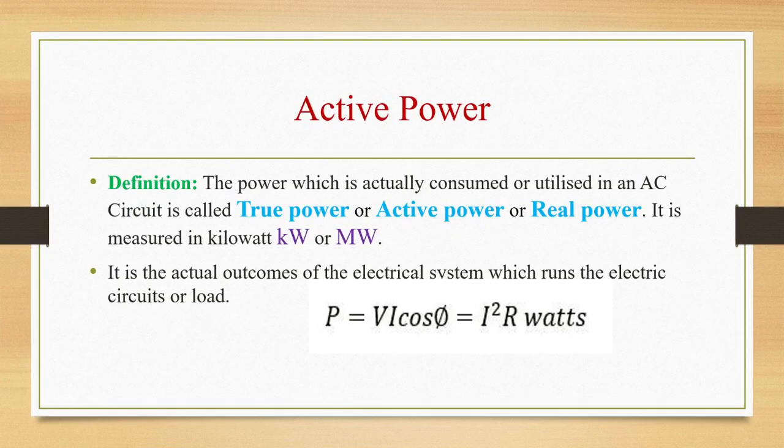Active power is the power which is actually consumed or utilized in an AC circuit. It is also called true power or real power. It is measured in kilowatt or megawatt, and active power is denoted by P. P is equal to VI cos phi, that is, VI cos phi is active power, or also we can write I square R.